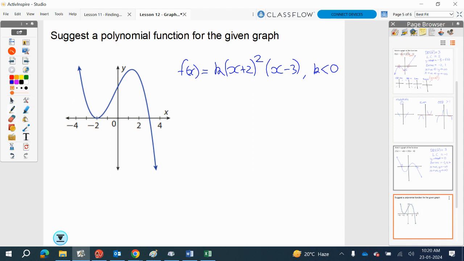Would that work? Yes. No, anything negative. No, but k is always less than 0. If k is positive, then the leading coefficient will be positive, and we can see that the y-intercept is on the negative side. K is not positive, it's negative. Yeah, that's what I said. If it's positive, then the y-intercept will be on the negative side.